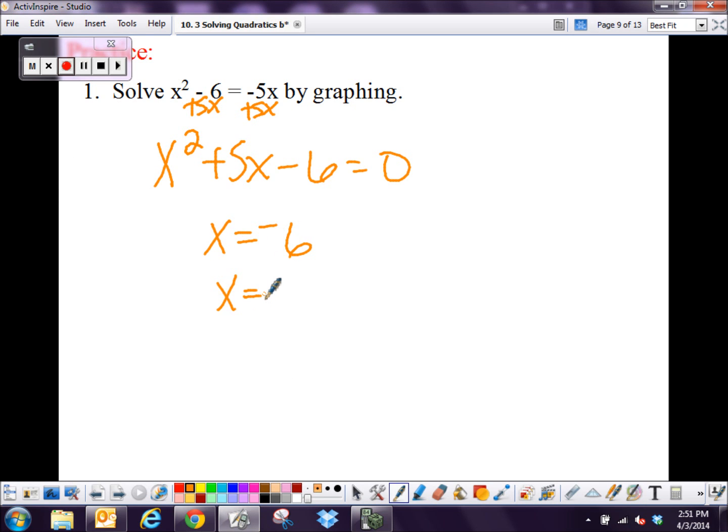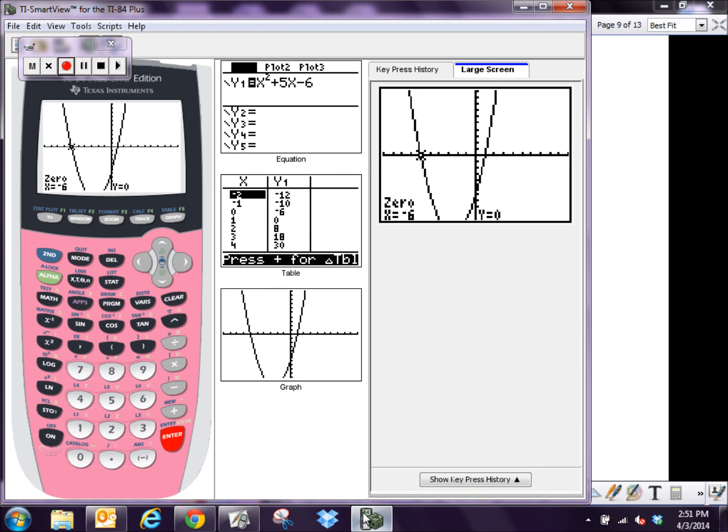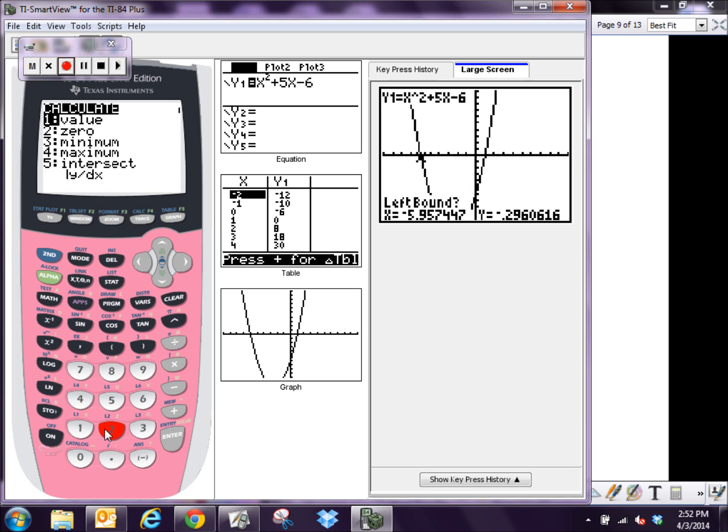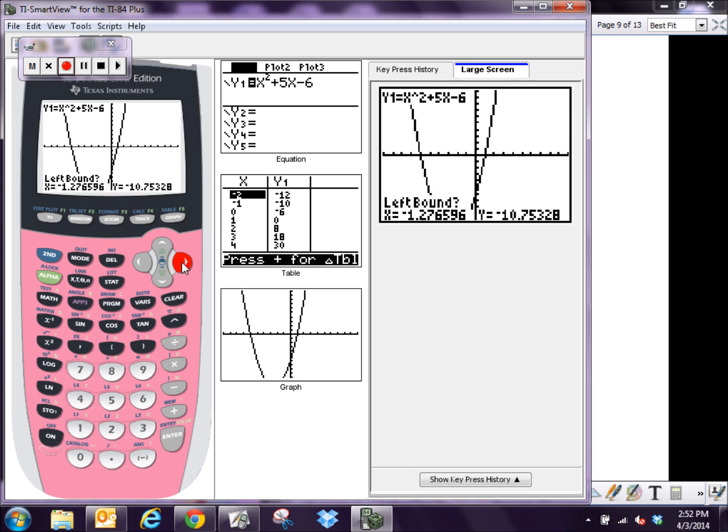Okay, to get the other zero, you have to do that process again. You can't just start up from where you are right now. So if you hit second trace, we want 0. Okay, I need to do the left bound, but this time of my other zero. So I'm going to use my cursor and get it to the left. So you'll start to see it come up. It just needs to be somewhere on the left.